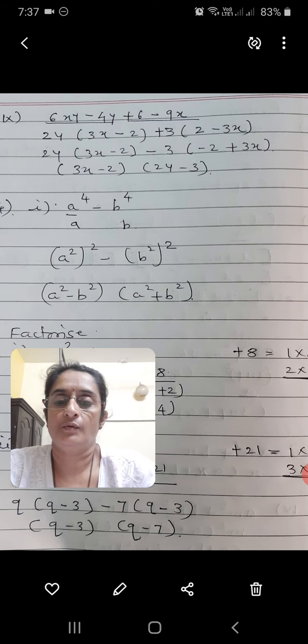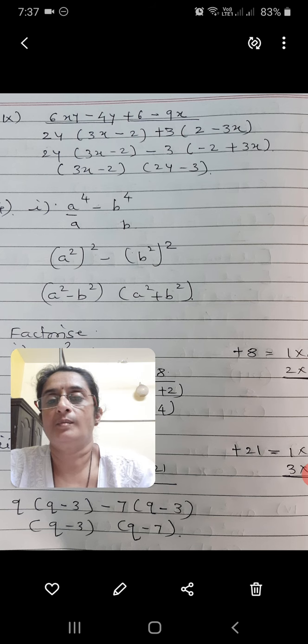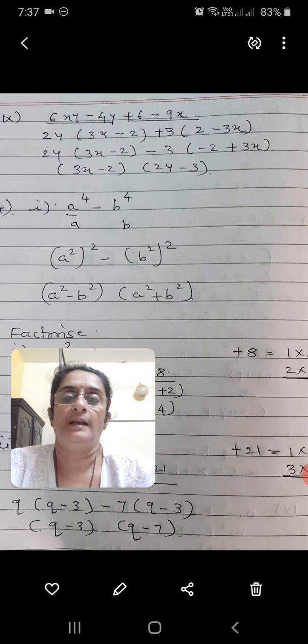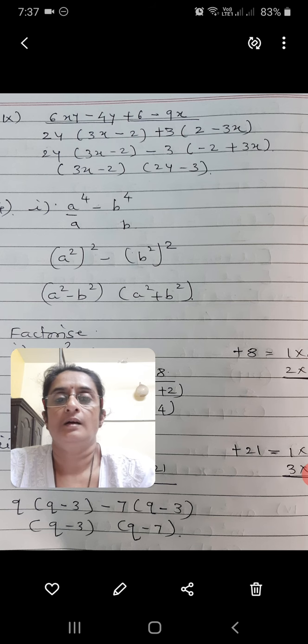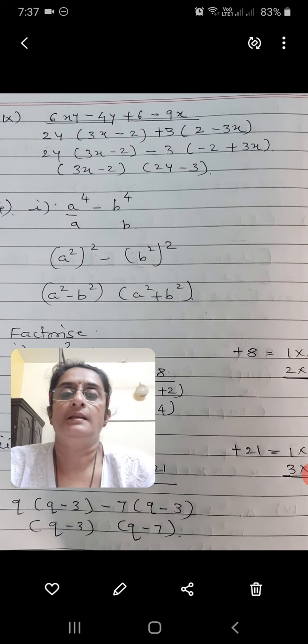6 and 4, 2 is common, y is common, so 2y will be outside the bracket. What will remain from the first term? 3x minus 2. Now let us take the third and fourth terms. What is common between them? 3. So when you take 3 out, what will remain from 6? 2 minus 3x. So 3x minus 2 and 2 minus 3x.